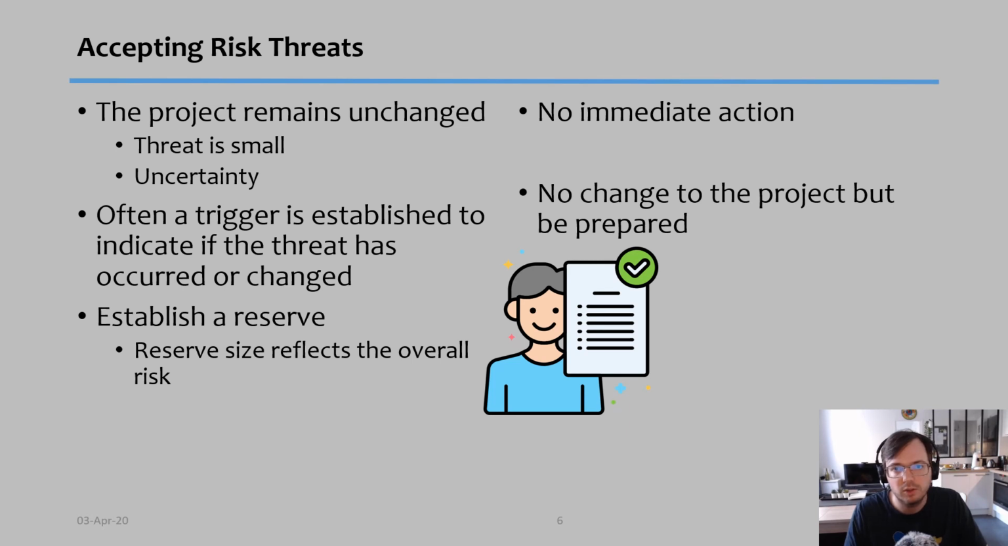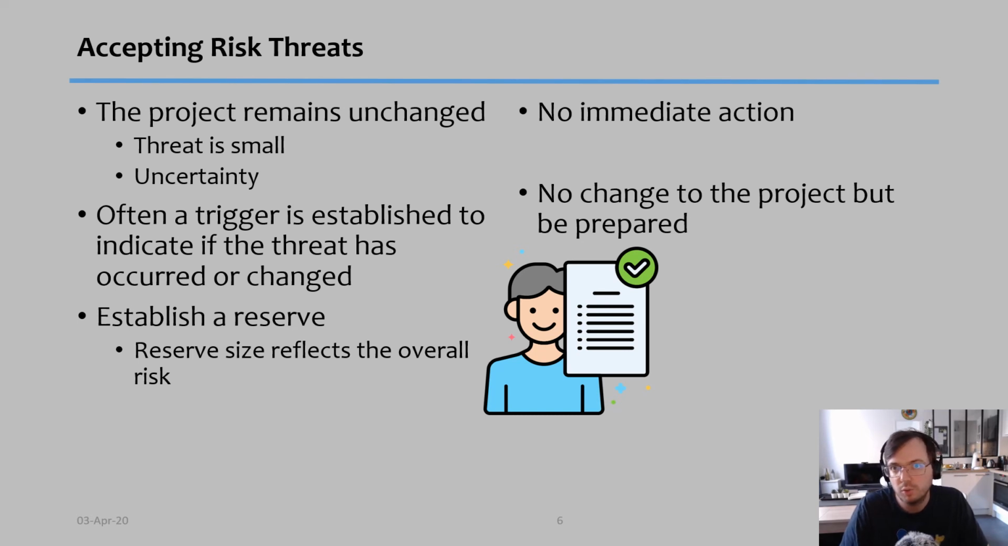Finally, the last response you can have is just to let it happen, to accept. Maybe the risk has such a small impact that it would give more work to try to fix it rather than just take the hit, let's say. So here normally what we do is we try to establish a trigger. What needs to happen for me to actually manage this problem the moment it happens?